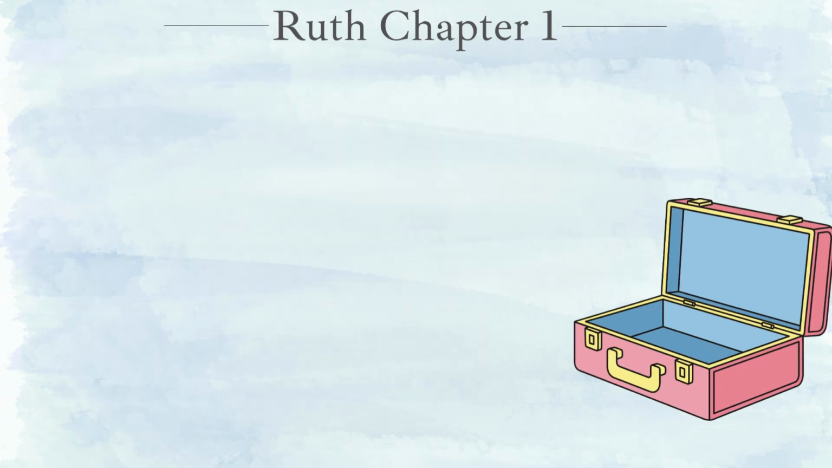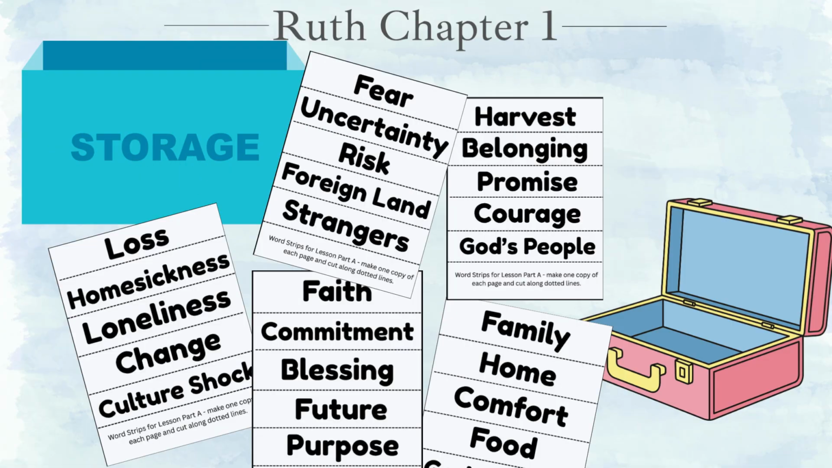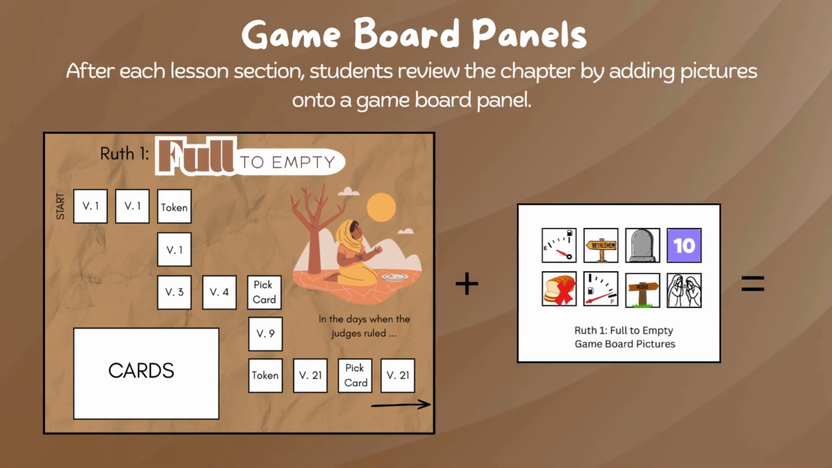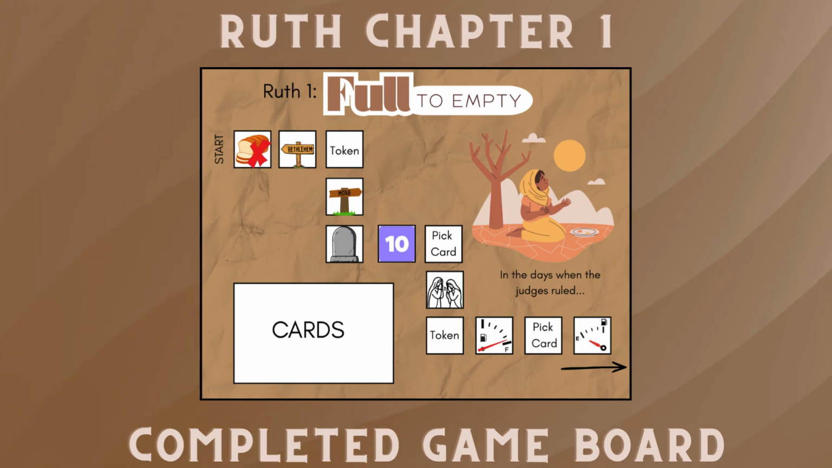Using a suitcase and a storage box, they sort words representing what Naomi's family took with them to Moab and what they left behind. Students also begin building the first panel of a four-part board game, one for each chapter in Ruth.